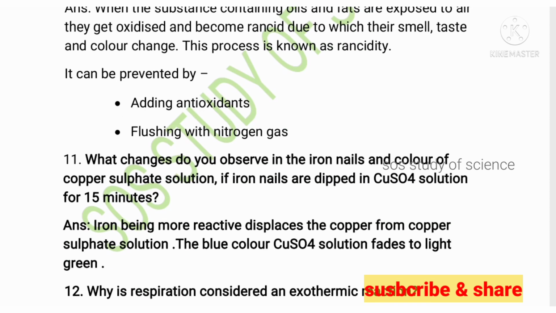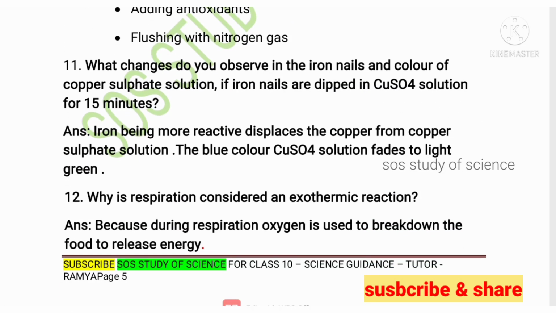Yes. Moving to the next question: what changes do you observe in the iron nails and the colour of copper sulfate solution if iron nails are dipped in copper sulfate? See, instead of asking directly what is meant by displacement, they're asking like this. See, iron is kept in the copper sulfate solution. What will happen? Iron, being a more reactive metal, displaces the copper from the copper sulfate solution. Actually, copper sulfate solution is bluish in colour. It is sky blue in colour.